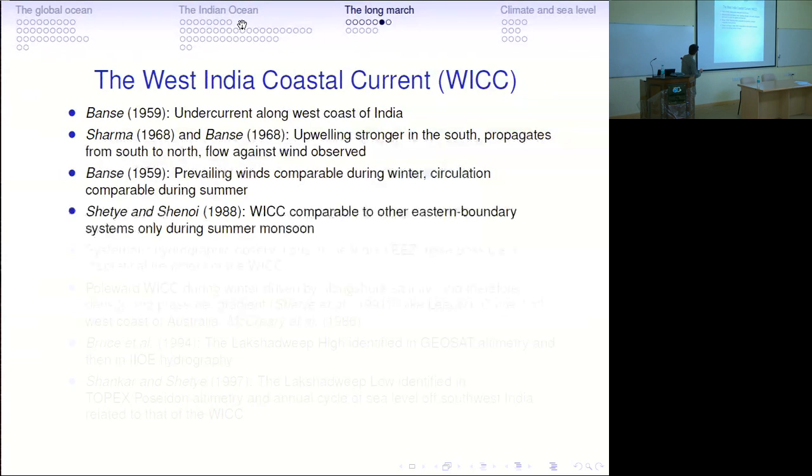Shetty and Shah in 1988 noted that the West India coastal current is comparable to other eastern boundary systems only during the summer monsoon. Because the classical eastern boundary current, like the Canary current, flows equatorward and you have coastal upwelling. So it was only during the summer monsoon, when you have equatorward winds along the west coast of India, that you have a classical eastern boundary kind of system. During the other season, you have a flow into the wind.